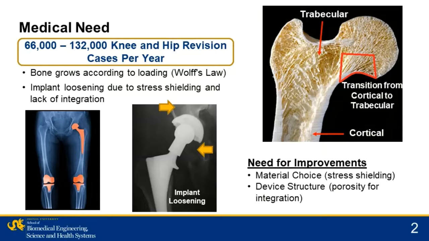Because bone grows in response to loading, a mismatch in material properties between bone and the implant can cause a loss of bone mass leading to implant loosening. This loosening is the primary cause of revision surgery.